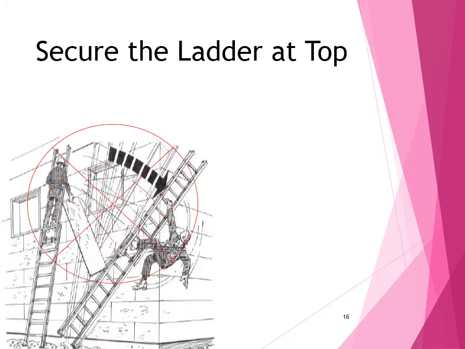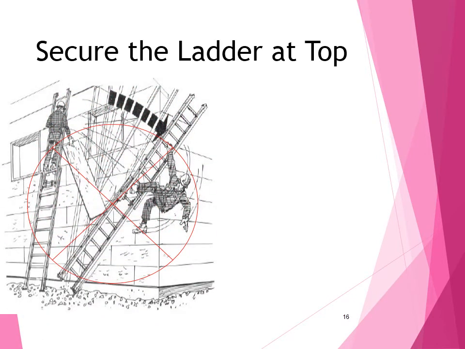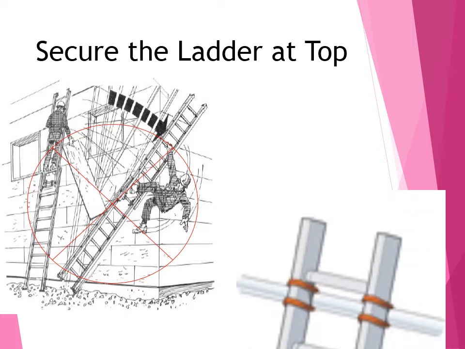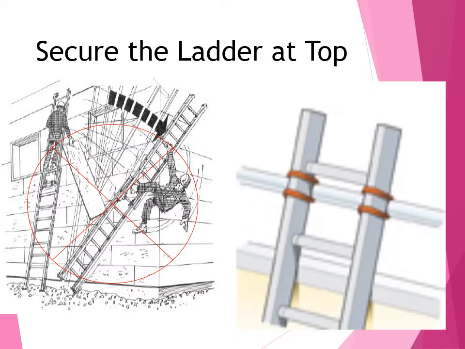Secure the ladder at the top. See, on the left side the ladder has been secured, whereas the person who is falling down does not have a secure ladder, which creates accidents. This is the methodology of securing the ladder: tie it up to the topmost railing or something like that.